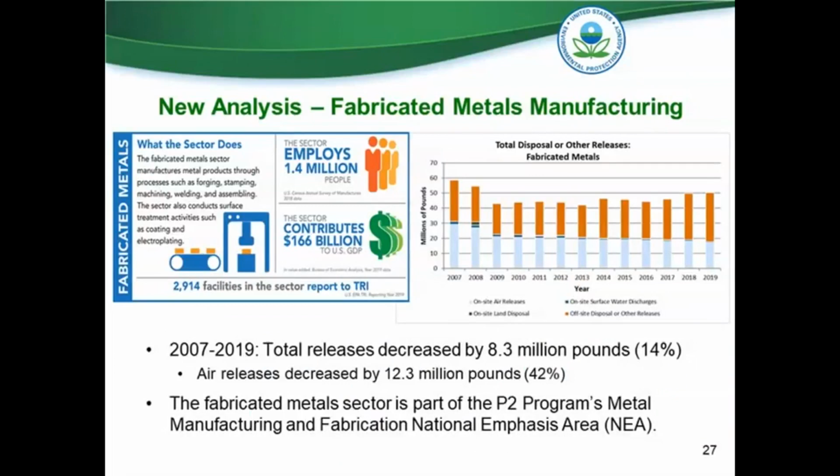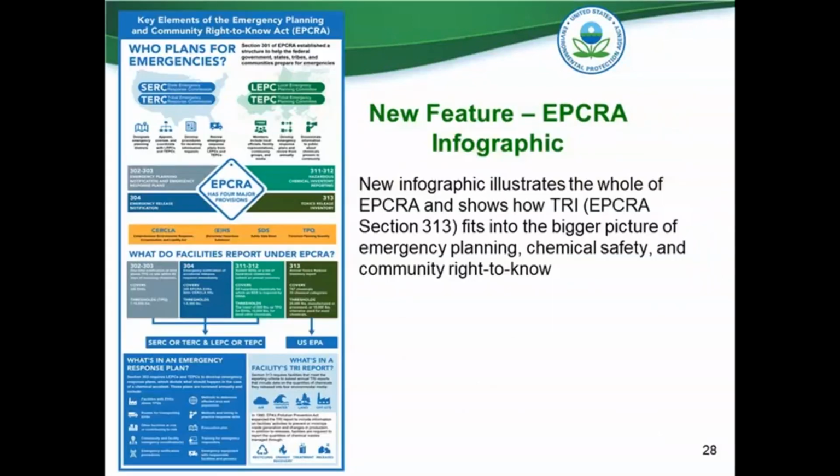And so from 2007 to 2019, total releases from this sector decreased by 14%, largely driven by decreases in their air releases. And one of the reasons that we selected this sector to profile is because the fabricated metal sector is part of the Pollution Prevention Program's Metal Manufacturing and Fabrication National Emphasis Area. And so we wanted to highlight some of the pollution prevention success stories going on within this sector.